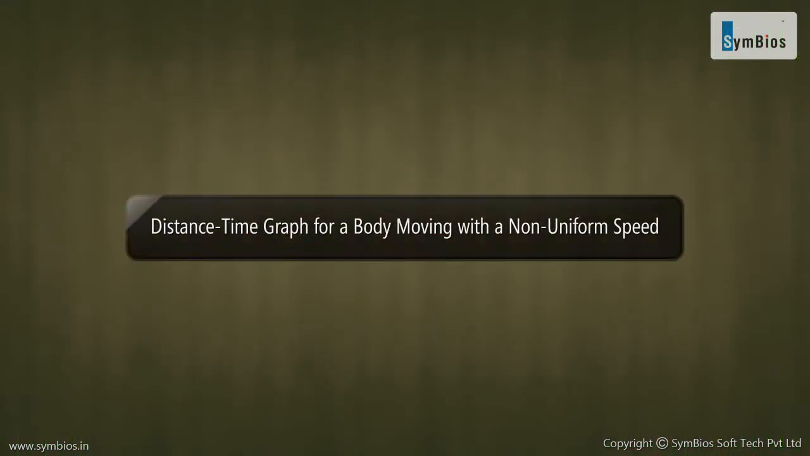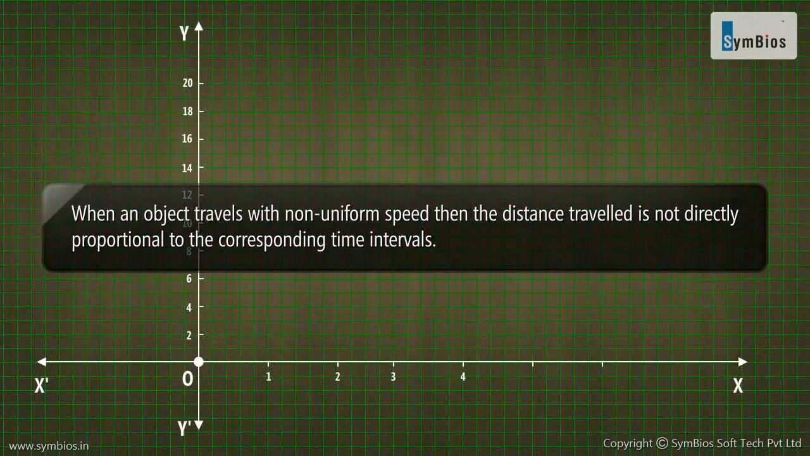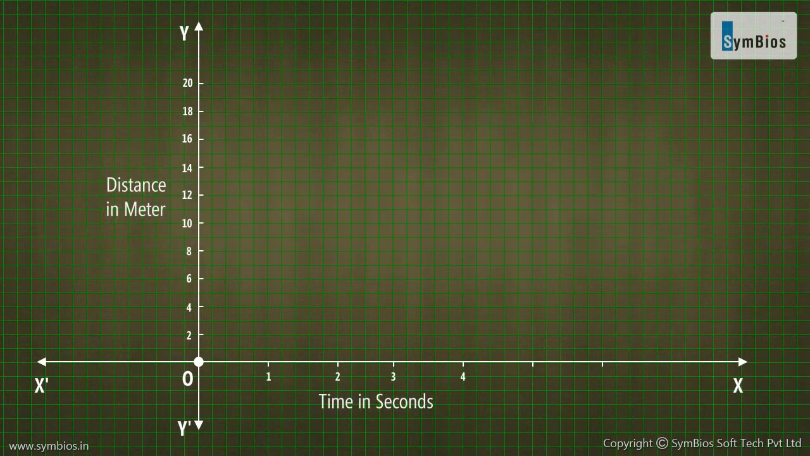Distance-time graph for a body moving with a non-uniform speed. When an object travels with non-uniform speed, then the distance traveled is not directly proportional to the corresponding time intervals. Therefore, the distance-time graph of a body moving with a non-uniform speed is a curve. The shape of the graph depends upon the way the speed of the body changes with time.